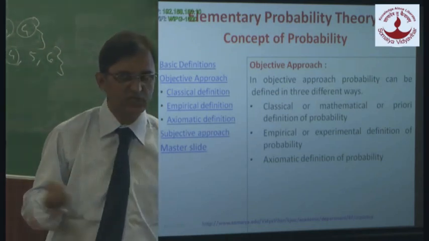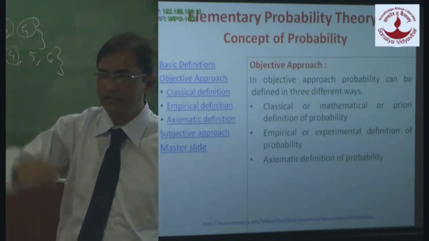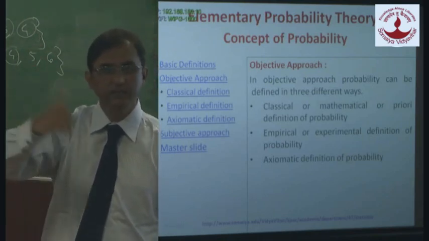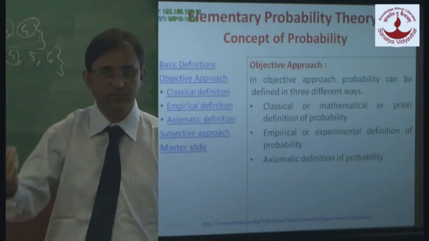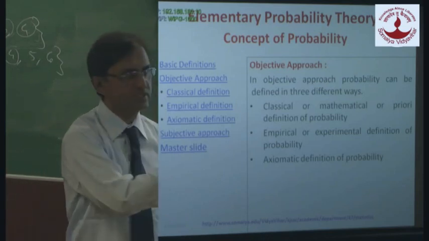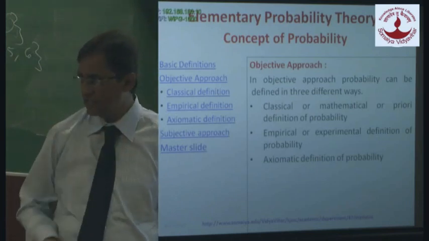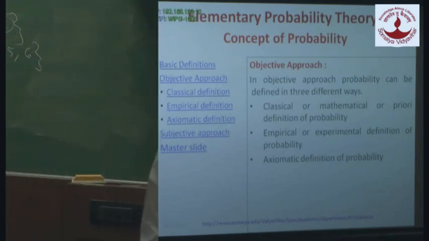Empirical definition means it actually gives the estimate of the probability. That means you conduct the experiment and determine the value, which gives the estimate of the probability. And some examples are based on that we define, that is known as the axiomatic definition of probability. Okay, these are very simple.